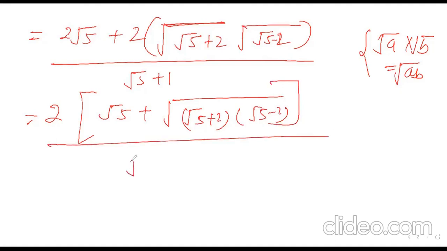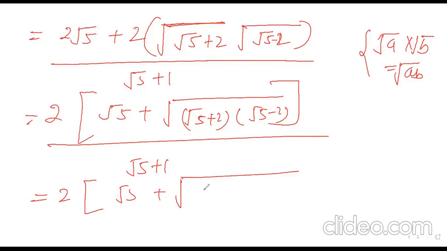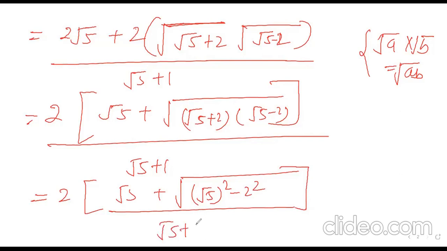Bracket closed, root 5 plus 1 simply. So 2 bracket root 5. Here you will get (a plus b)(a minus b), so in the square root of, what is that? a square minus b square. That means root 5 square minus 2 square, bracket closed, divided by root 5 plus 1.